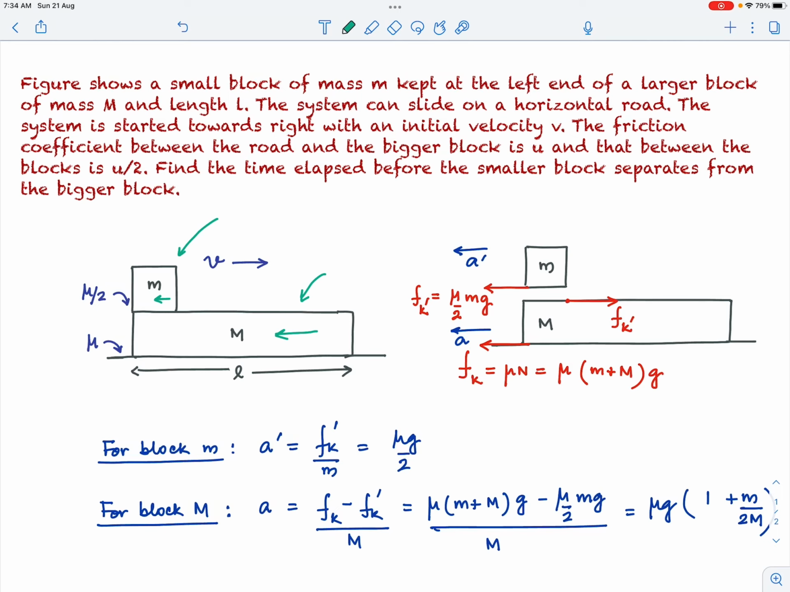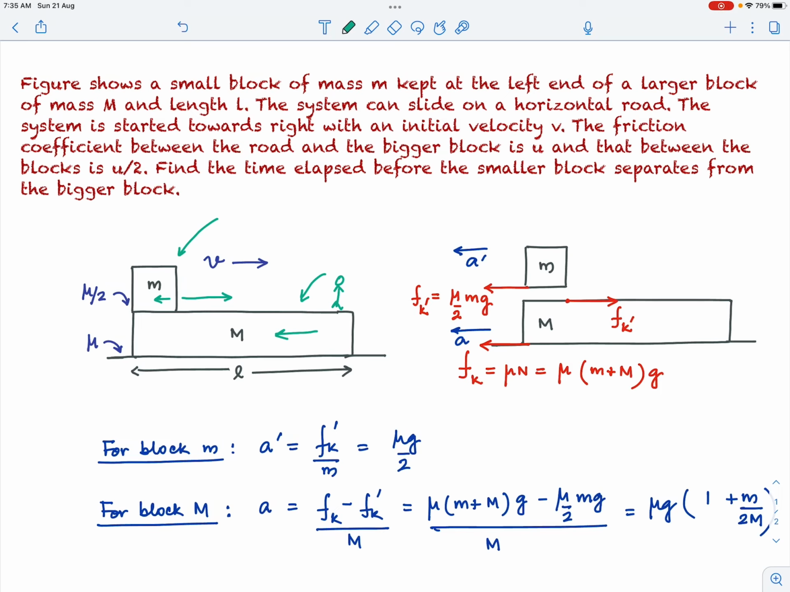The net result is that there will be a relative slipping of small m on capital M in the forward direction, because capital M is slowing down faster than small m. As seen by someone standing on capital M, small m will be moving forward, and there would come a time when small m covers the whole length of capital M and falls down at the front edge. So we are supposed to find this time that small m takes to cover the length L over capital M.